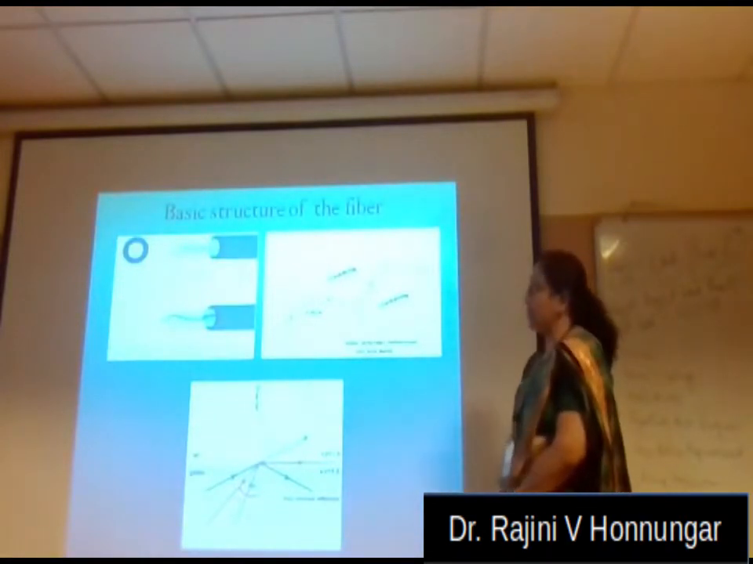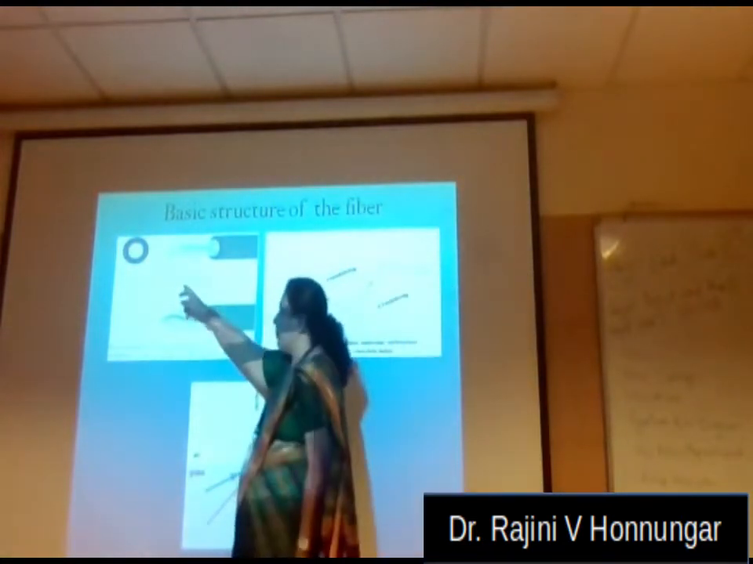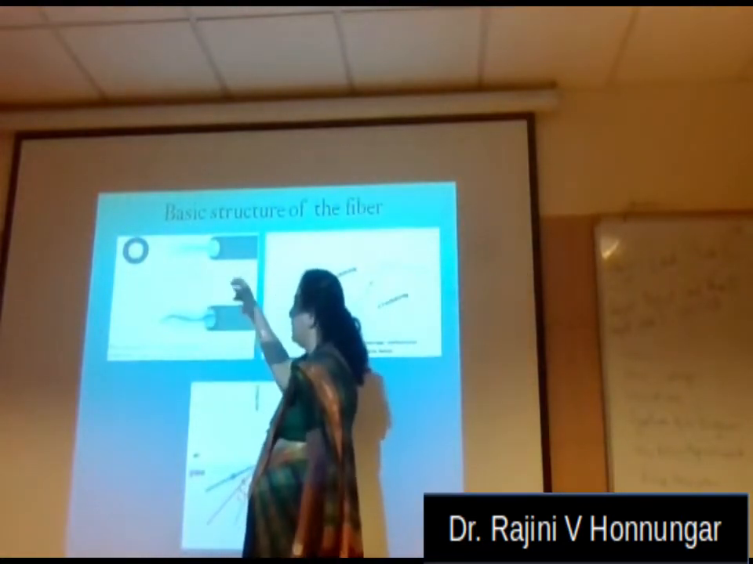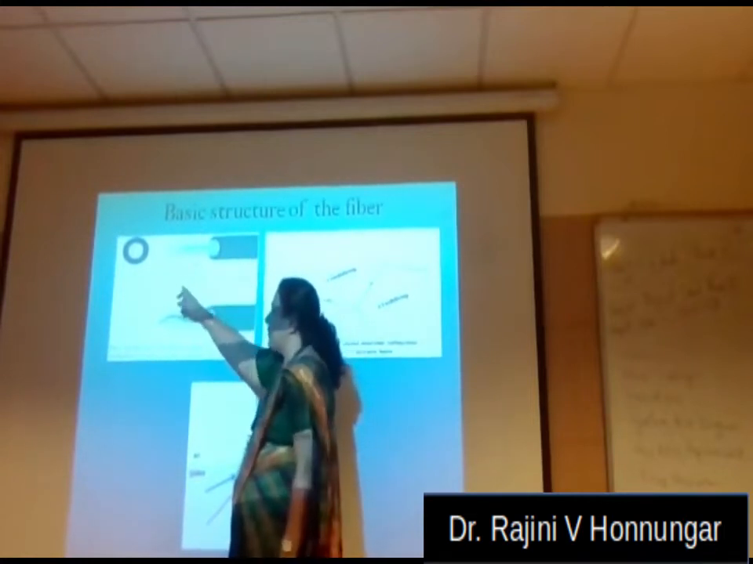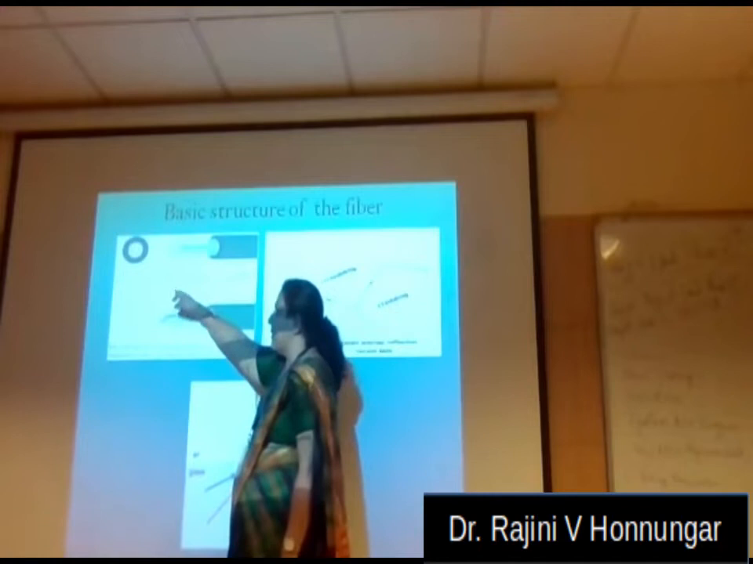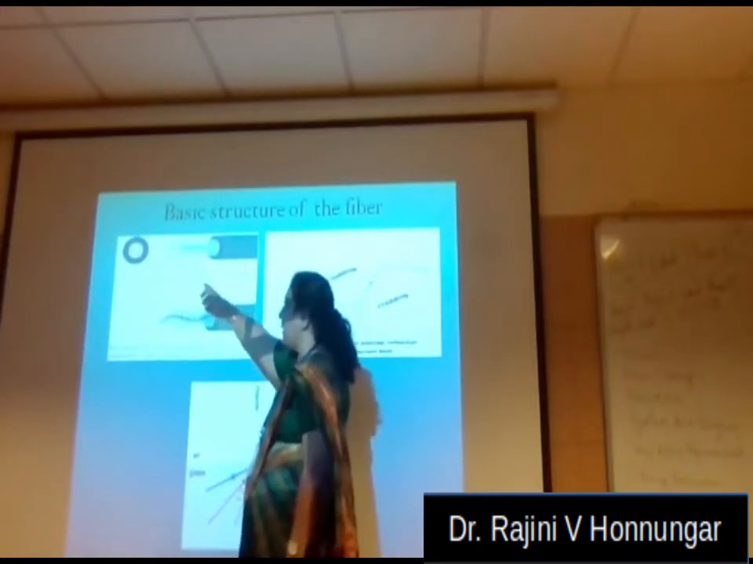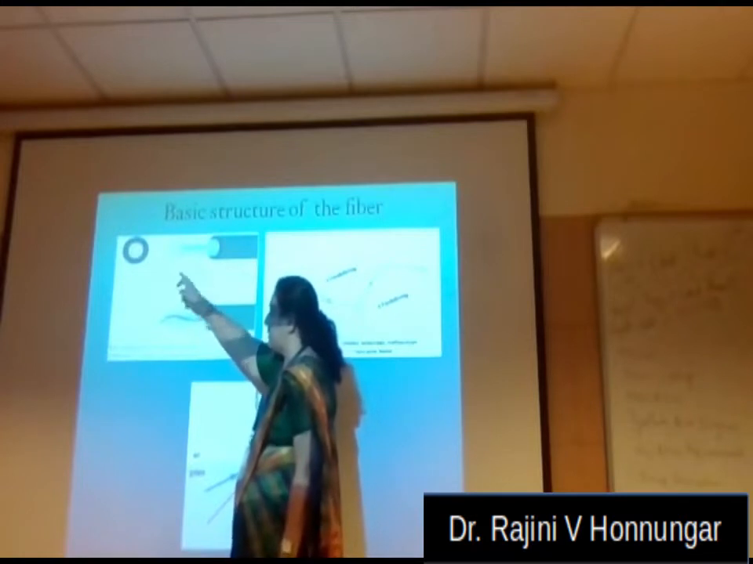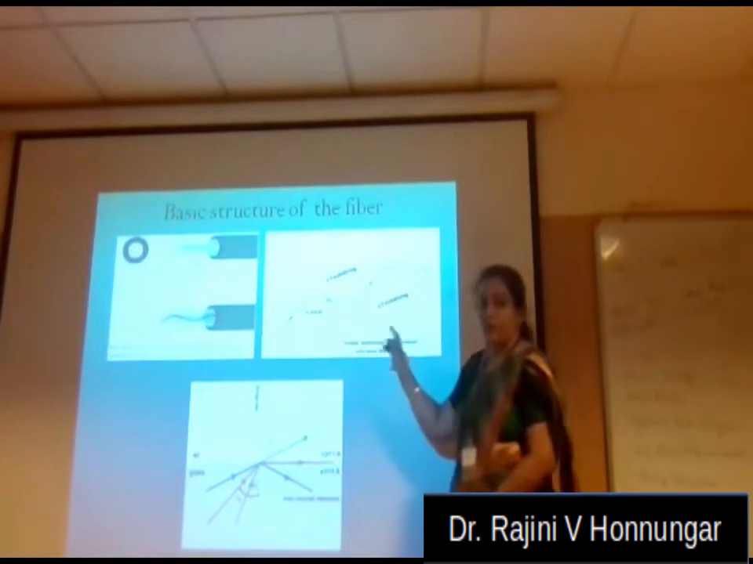Now, what is the basic structure of the fiber? As you can see, there is a core, a clad and a coating. Coating is mainly for protection. The core and the clad differ with respect to the refractive indices. The highest refractive index will be in the core region, and the clad region will have a lesser refractive index as compared to the core.